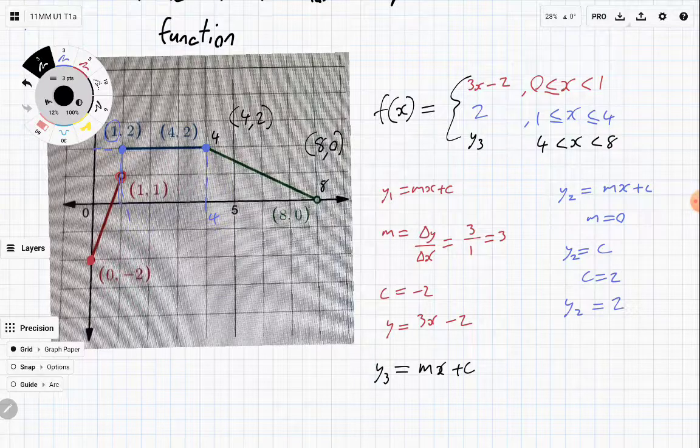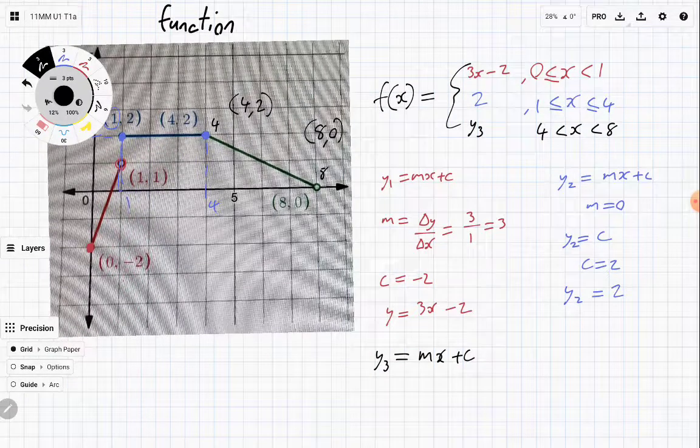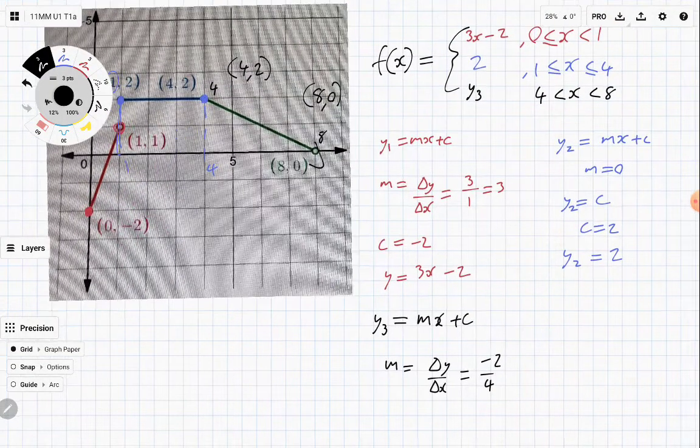It should have a negative gradient because it is going down to the right. And the gradient in this case is going to be delta y over delta x. It's gone down 2 and it's gone across 4. So that's negative 2 over 4, or negative a half.